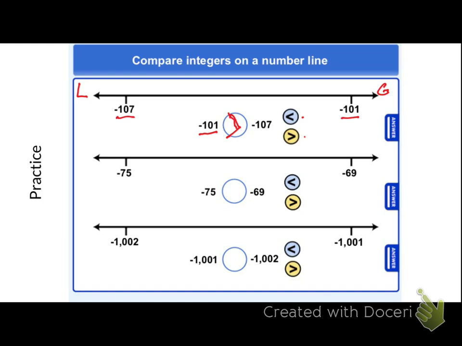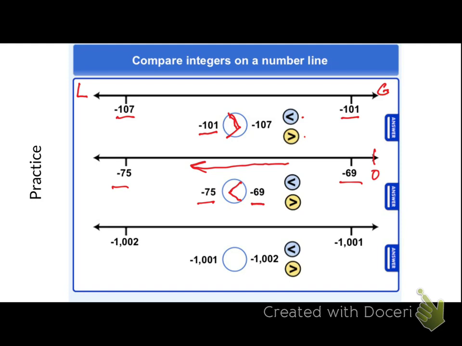The second one, negative 75 is here, and negative 69 is here. I know 0 is way over here. I'm just going to add it so I can look at it. I know I'm getting smaller going this way. So negative 75 is less than negative 69.